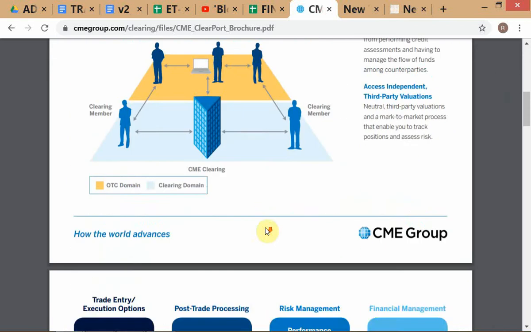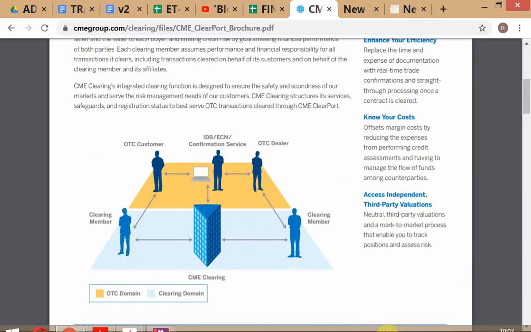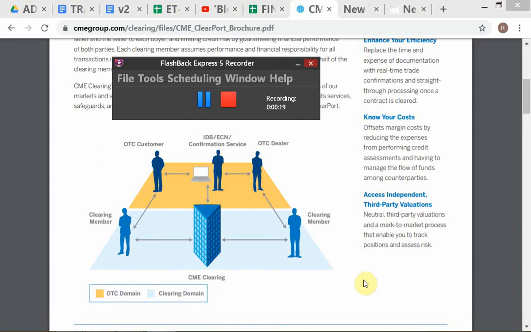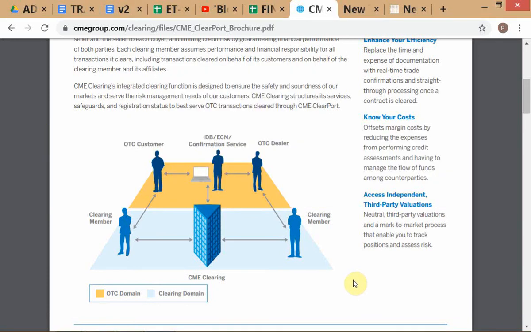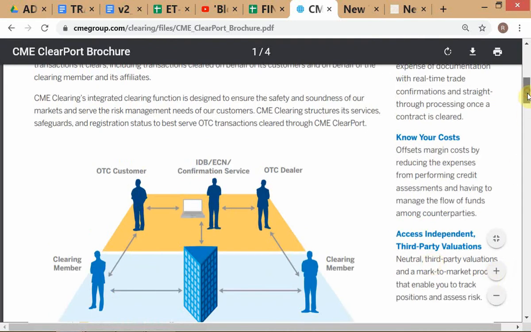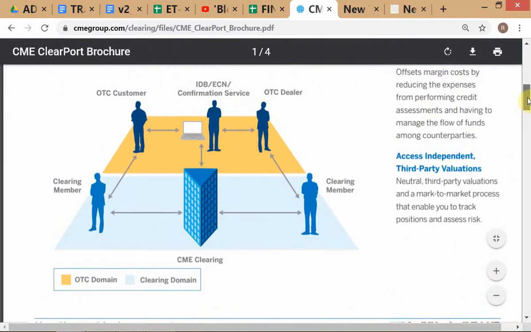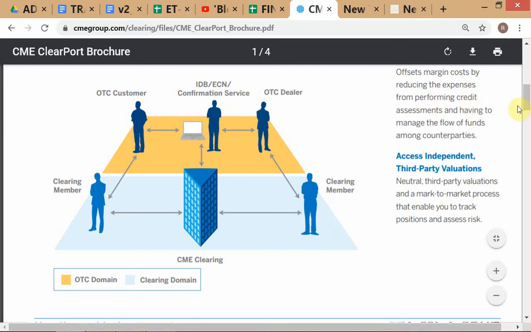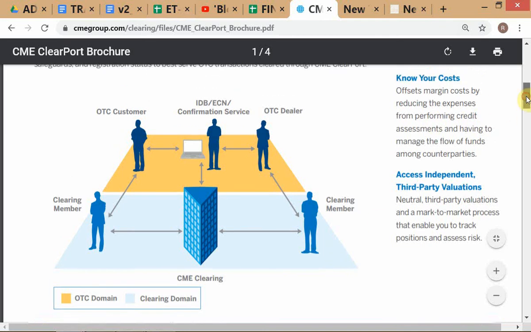Here's the CME Clearport brochure. Let's look at this. So, okay, let's return to our topic, OTC versus exchange traded markets. We discussed the OTC markets and how they work.